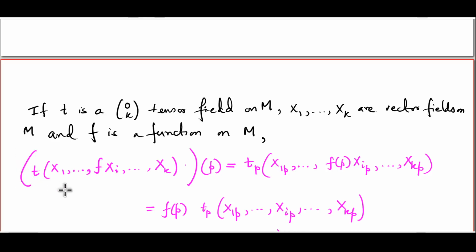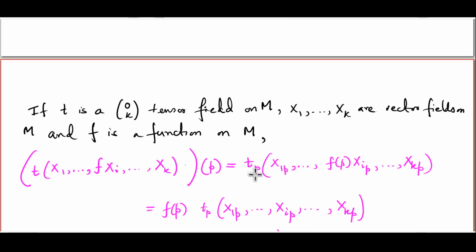And we are looking at this resulting function, and in order to figure out what this function is, we are going to, of course, evaluate it at a particular point P. Now, by definition, this is going to be Tp acting on the values which these arguments, these vector fields, take at the point P. So, x1 will be replaced by x1p, x2 will be replaced by x2p, and so on, all the way down to xkp. And the important thing is xi here, which has been multiplied by the function f, will be replaced by the function f at the point P, this number, multiplied by xip.